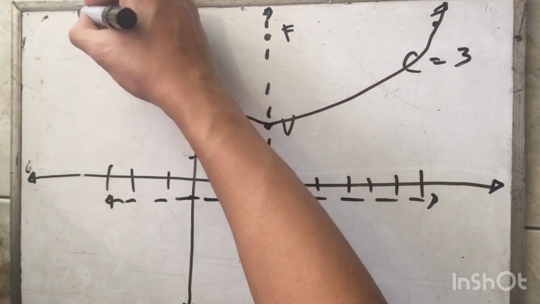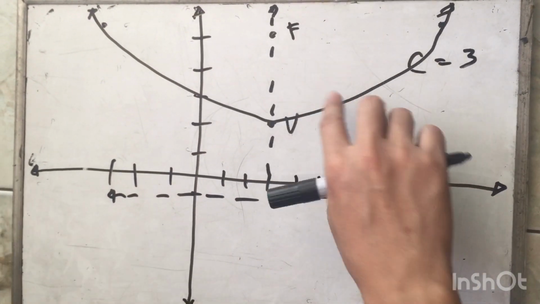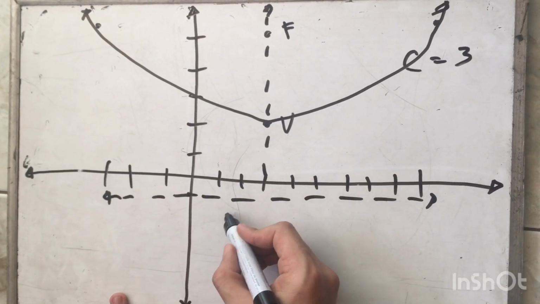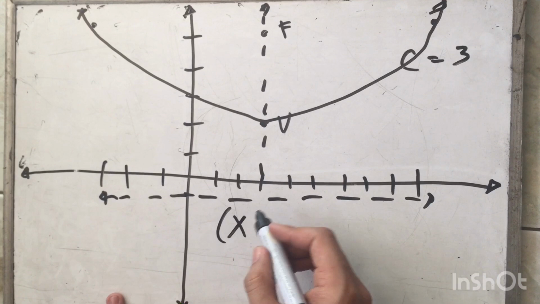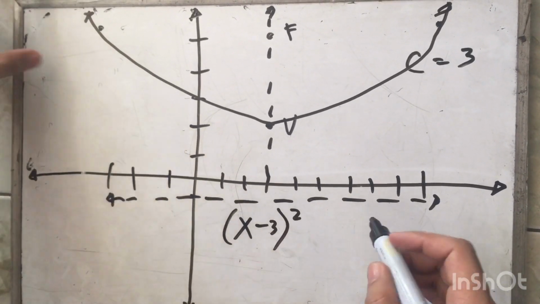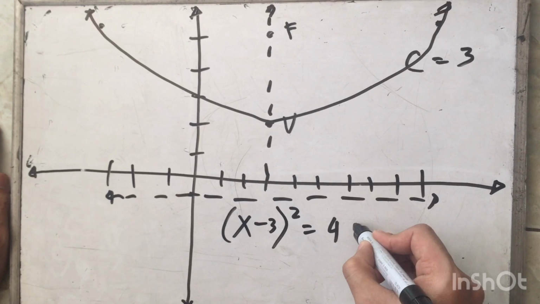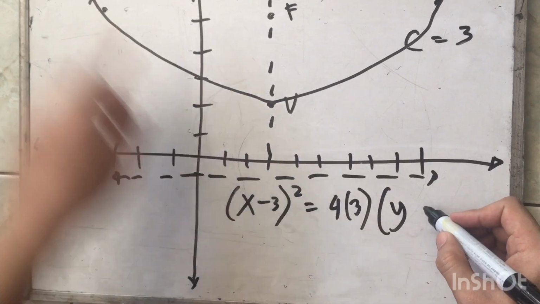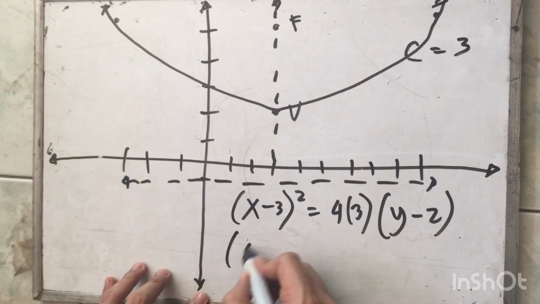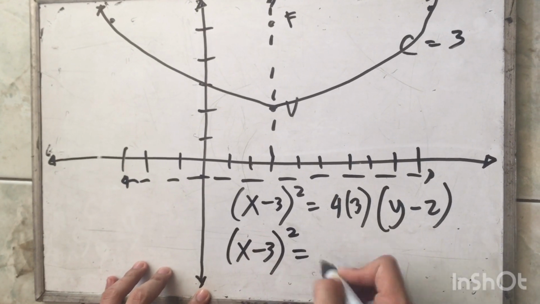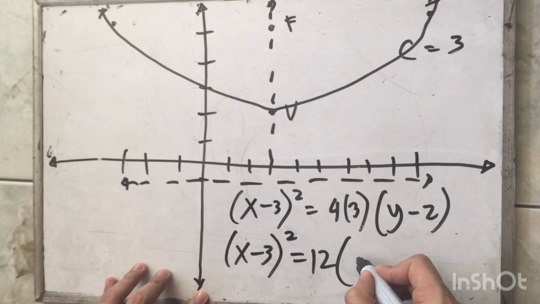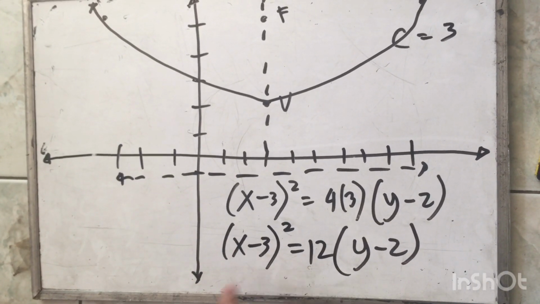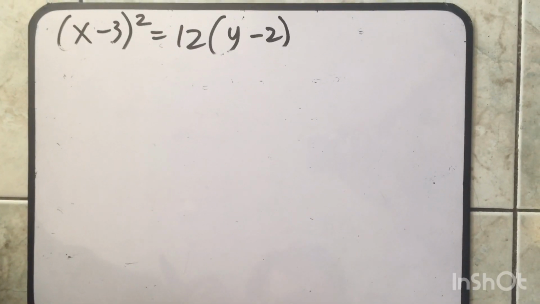But the question is, what is the equation of the parabola? It opens upward, and since the vertex is at h and k, particularly 3 and 2, that means x minus 3 squared equals 4 times 3 times y minus 2. So x minus 3 squared equals 4 times 3 equals 12 times y minus 2. And this equation is written in standard form. The given equation is written in standard form.